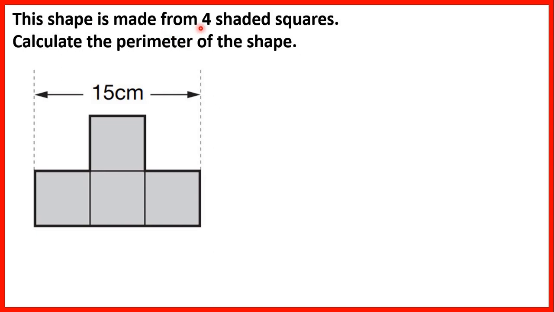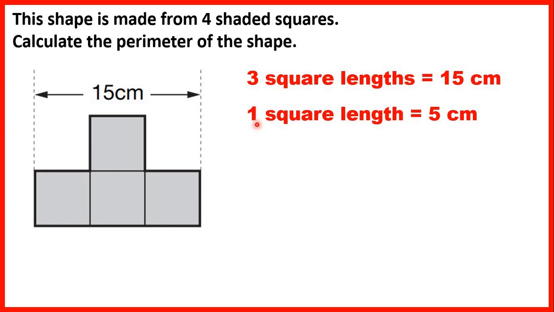This shape is made from 4 shaded squares. Calculate the perimeter of the shape. So we have this length of 15 centimeters, and we can see that 15 centimeters is the same as the length of 3 squares. So because 3 square lengths make 15 centimeters, we can find 1 square length, so the length of a square, by dividing 15 by 3. So that gives us 5 centimeters.